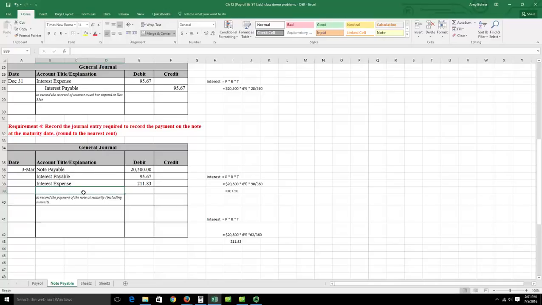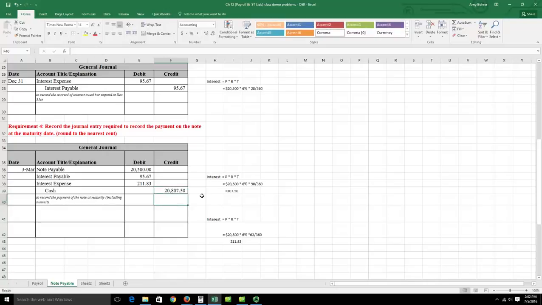And then the last thing I have to do is write a check. Cash is an asset. In order to decrease cash, I have to credit it. And my check is going to be written for the $20,500 worth of principal plus the $307.50 that I owe for the whole 90 days worth of interest. Oops, got one too many zeros in there.